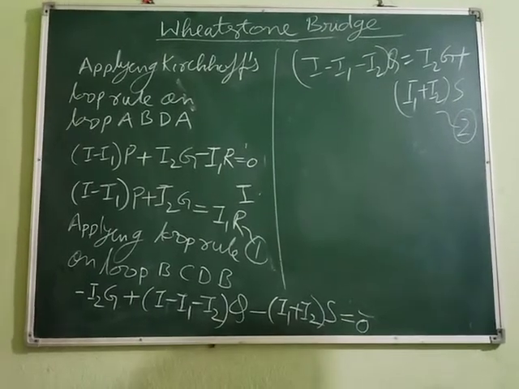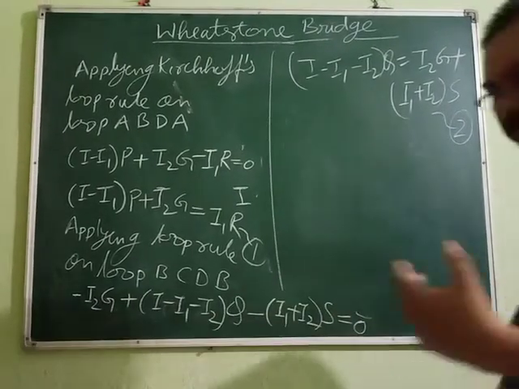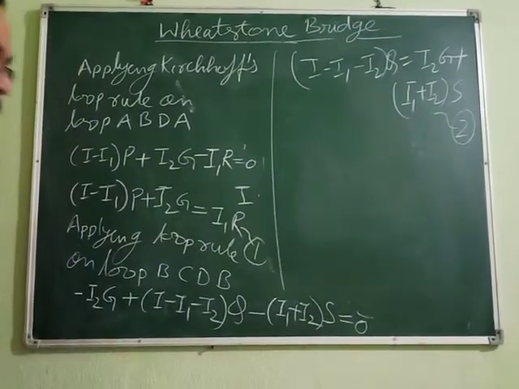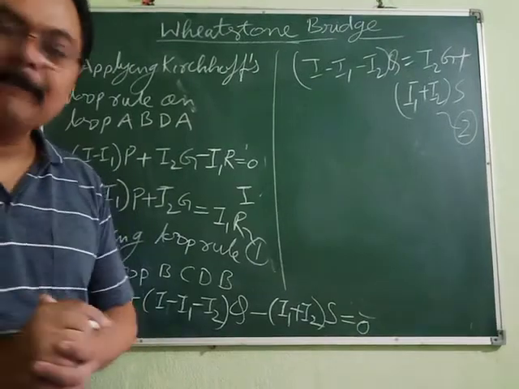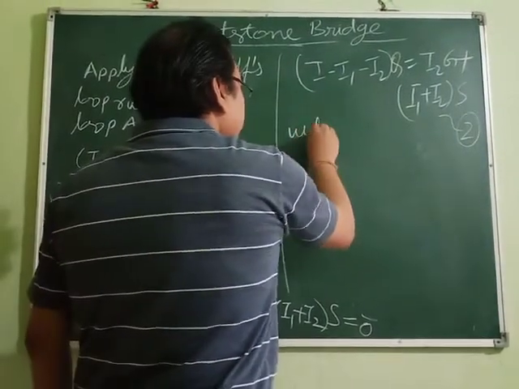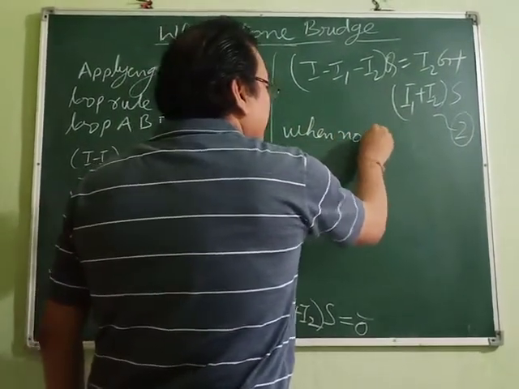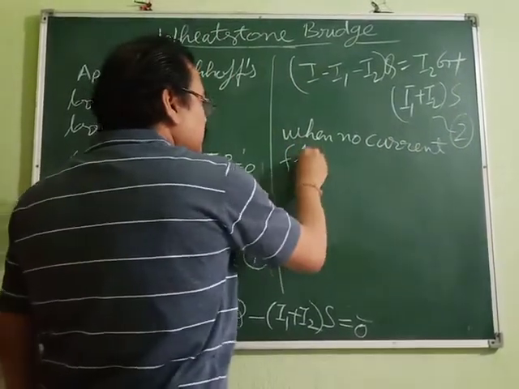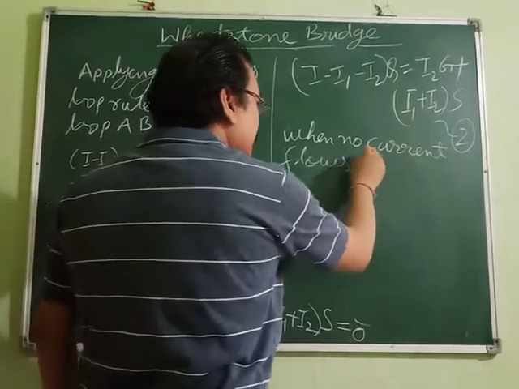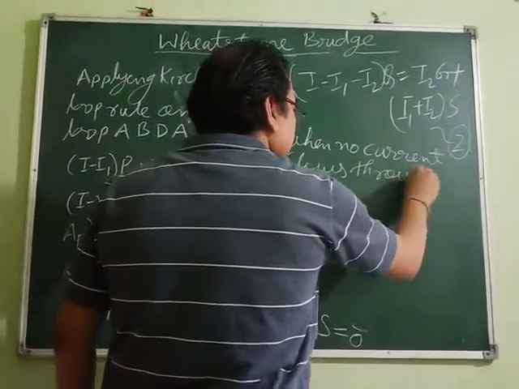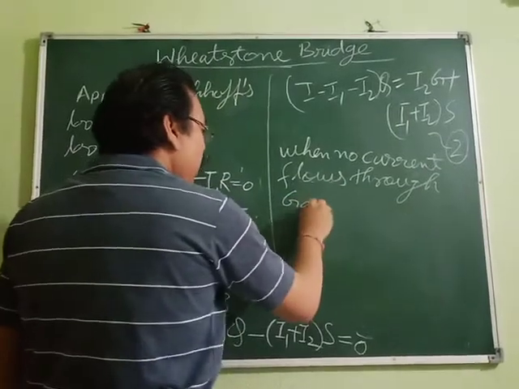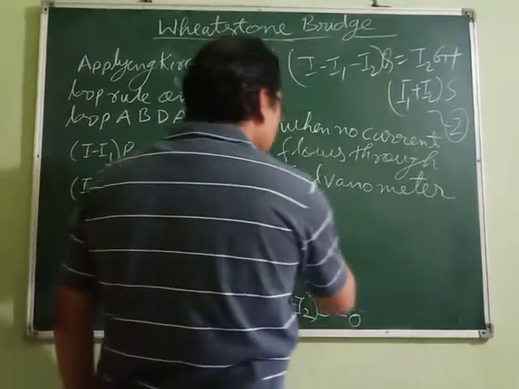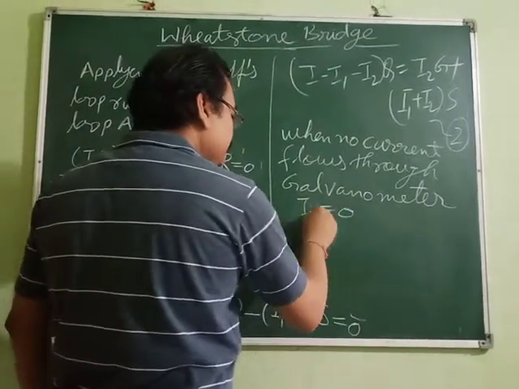Got it? Now, what is the condition according to the statement of Wheatstone bridge? When no current is flowing through the galvanometer. And which current was flowing through the galvanometer? So we can write, when no current flows through the galvanometer, that is I2 is equal to 0.